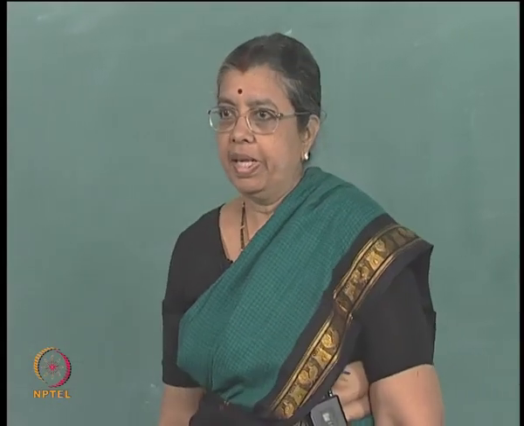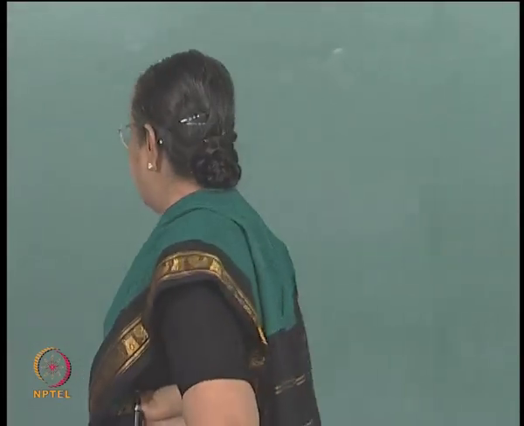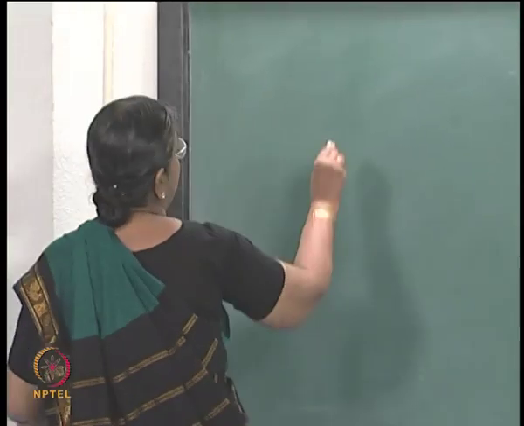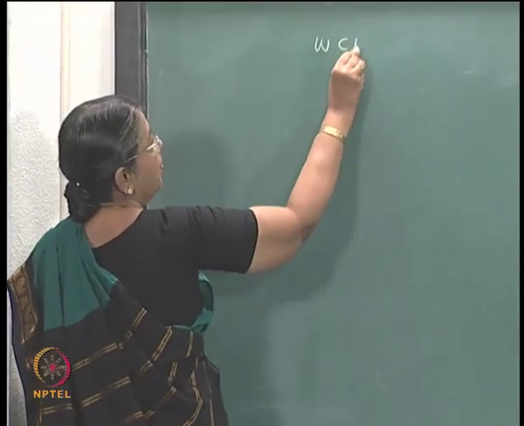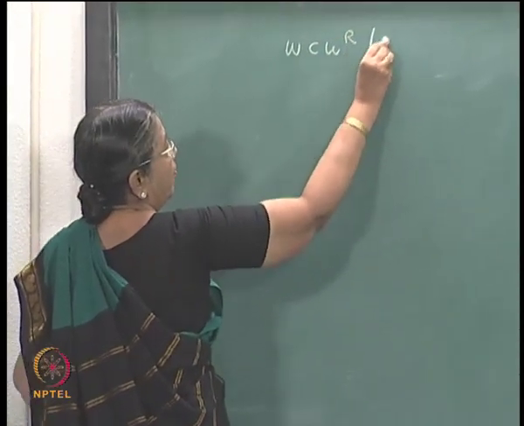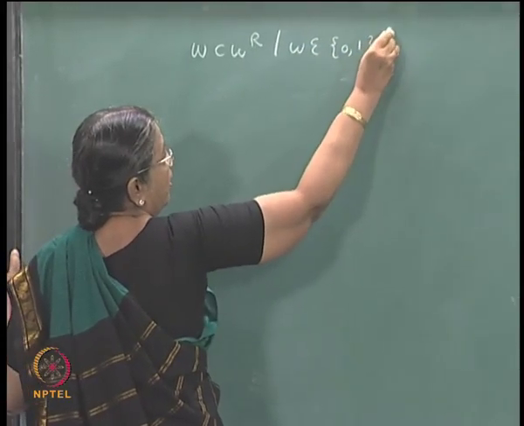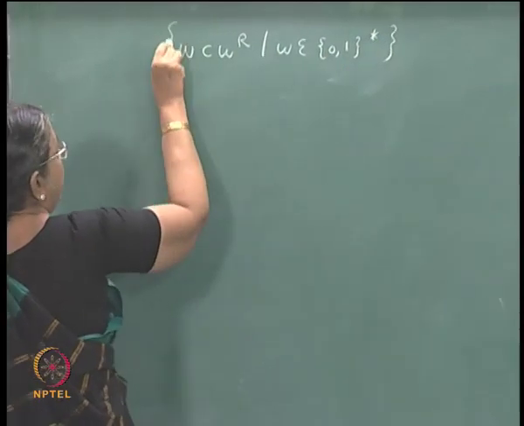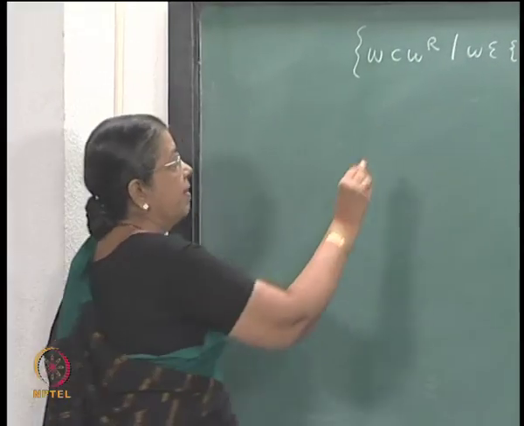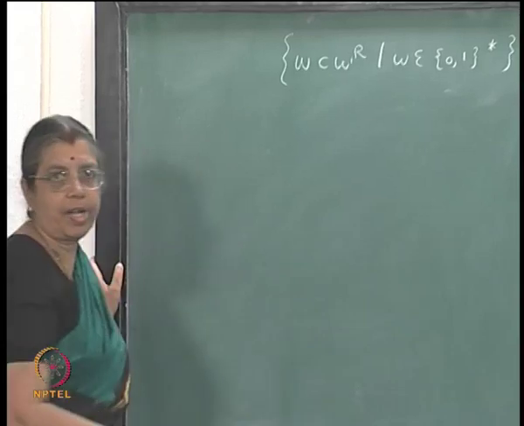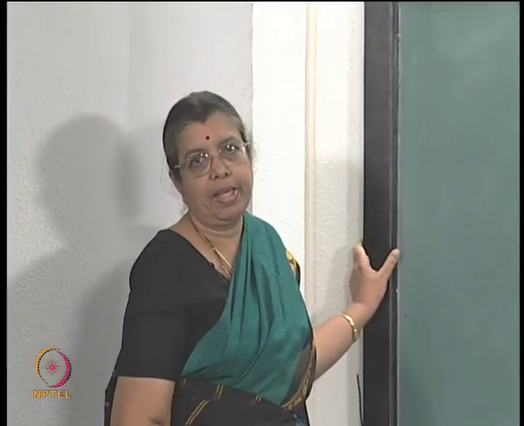Considering push down automaton, we consider one example: WCWR, where W belongs to 0 1 star. For this we constructed a push down automaton, we wrote down the mapping and so on, right.